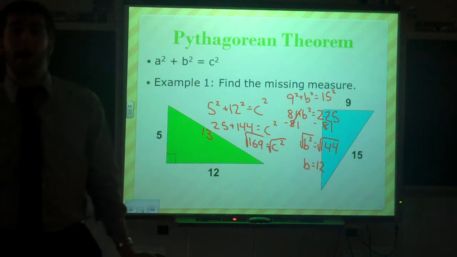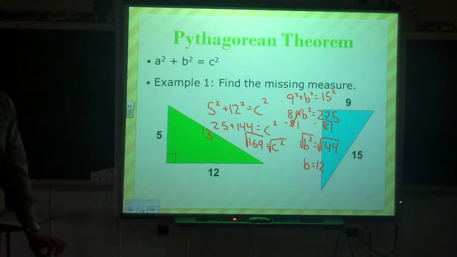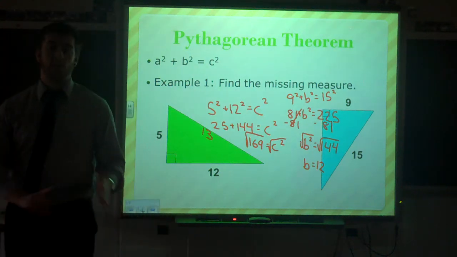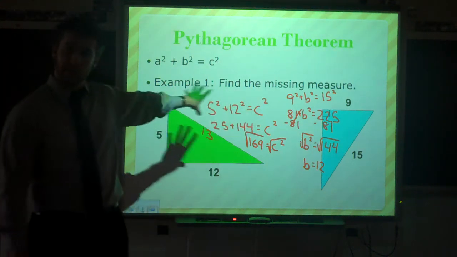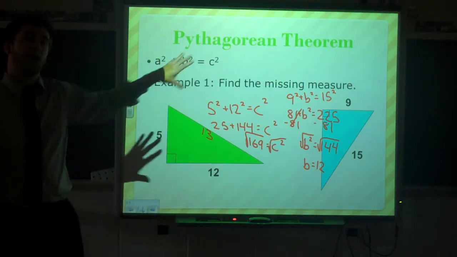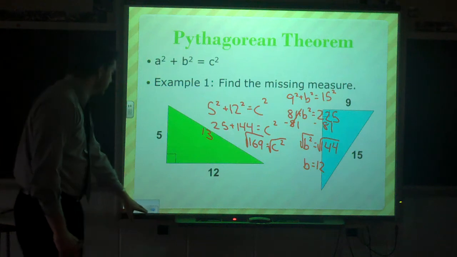So just a thing to keep in mind, look at it before you start doing any work. Think about what is it that you know, what is it you're trying to find. Do you know both the legs and you're trying to find the hypotenuse like the first one, or do you know one leg and the hypotenuse? Because that'll change how you set it up and how you work it out.